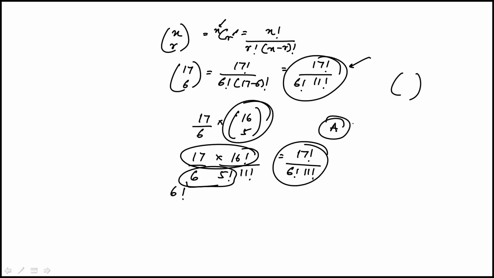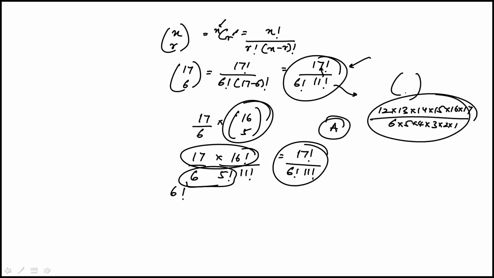Now, if that was D, I would probably have to do more work. What I was trying to do was to avoid doing the traditional simplification, which is 11 factorial into 7 factorial, would be 13, 14, 15, 16, 17 over 6, 5, 4, 3, 2, 1. Because then I would have to do that with all the answer choices. So that's extra work.